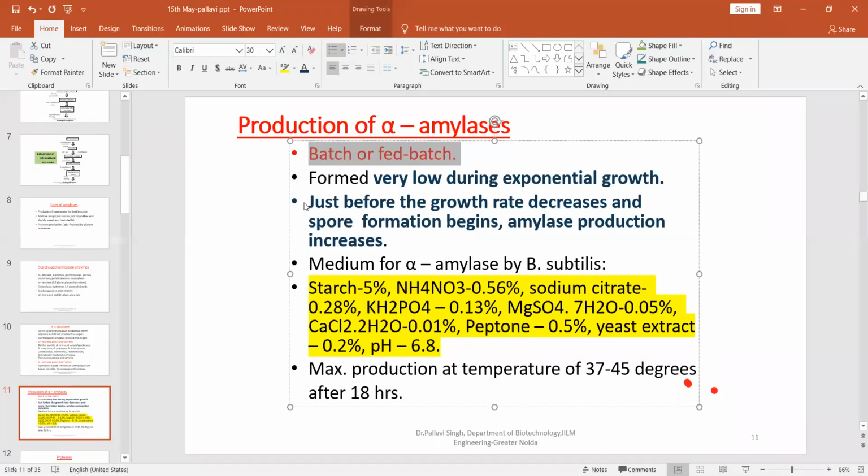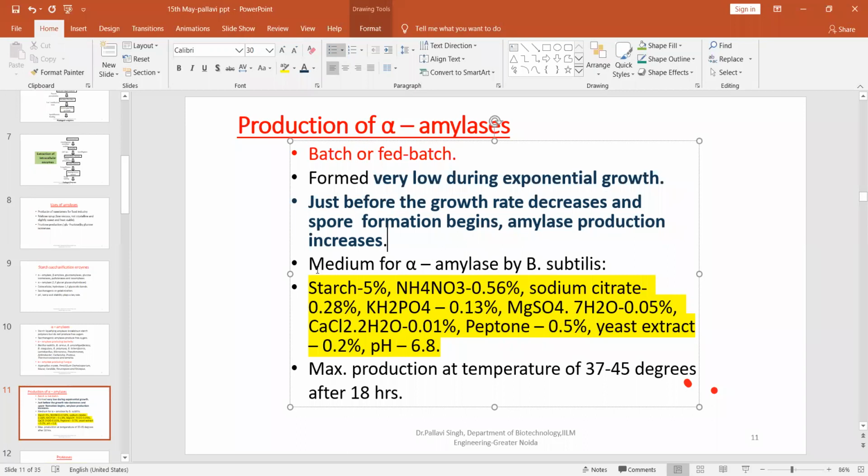So normally it is seen that alpha amylase is not produced in the log phase when the growth is very high. It is produced when the growth rate decreases and spore formation begins. That means when the cells are shifting from log phase to stationary phase, there comes a deceleration phase. And also when the cells are shifting from lag to log, if you remember, there I had told you we have the acceleration phase. So it is when the growth rate is slow that my alpha amylase production takes place.